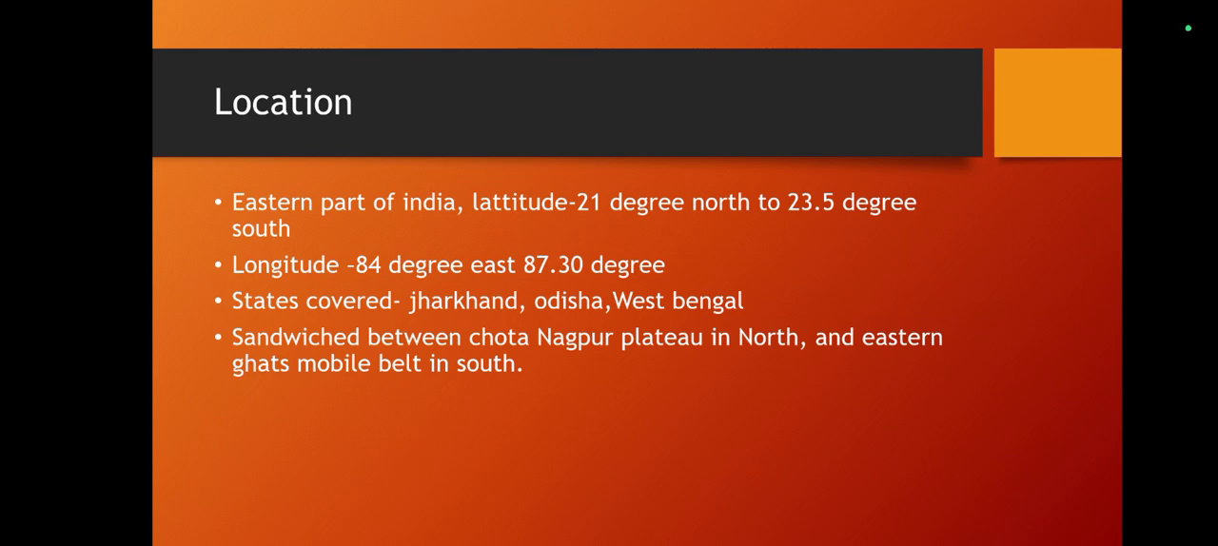So the Singhbhum craton is basically located in the eastern part of India, where the latitude is 21 degrees north and 23.5 degrees, and the longitude is about 84 degrees east and 87.3 degrees in the longitude form of the Indian subcontinent. The states where the Singhbhum craton is spread are Jharkhand, Odisha, and West Bengal, and it is sandwiched between the Chota Nagpur Plateau in the north and the Eastern Ghat Mobile Belt in the south. So this is about where the Singhbhum craton is located.